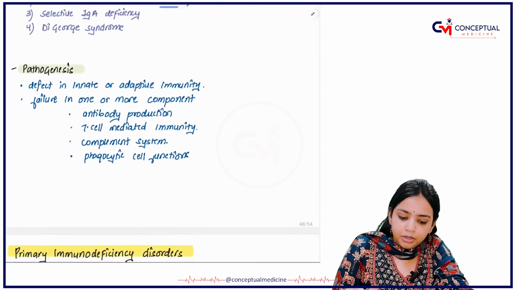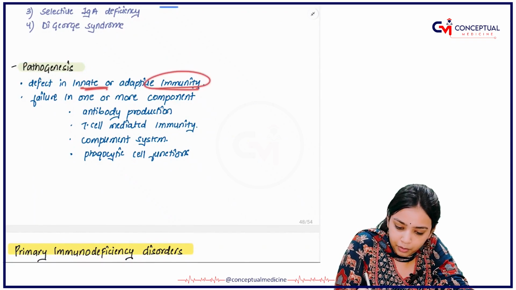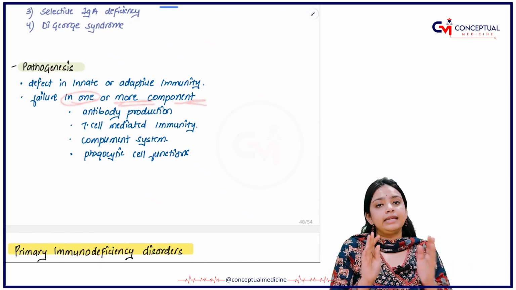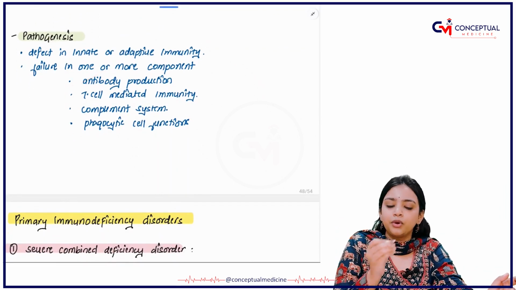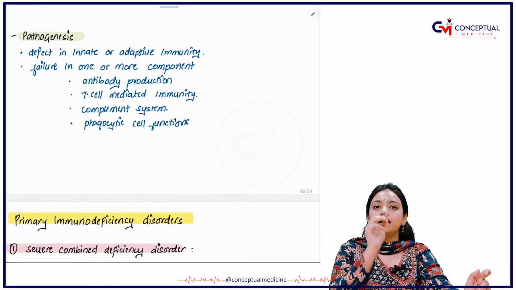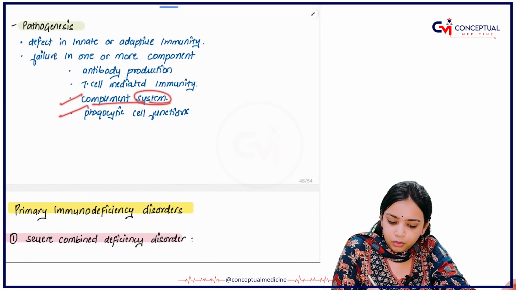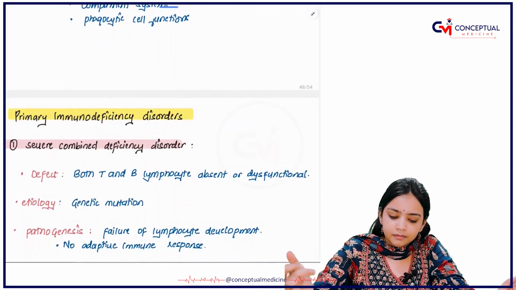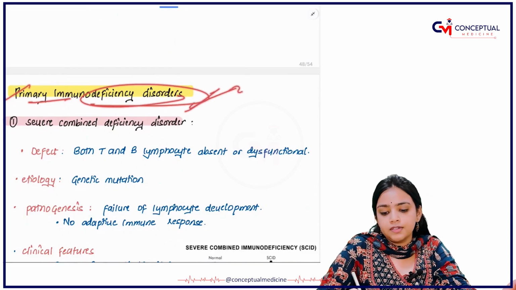Now, let's see about the pathogenesis. What happens is there is a defect in the innate or the adaptive immunity, as a result of which there is failure in one or more of the components. Let's see what are the components that are there. First one is failure in the antibody production. Then T cell mediated immunity, there is a defect. Next is in the complement system. Fourth one is in the phagocytic cell functions. Okay. Now, let's see about the primary immunodeficiency disorders in detail.